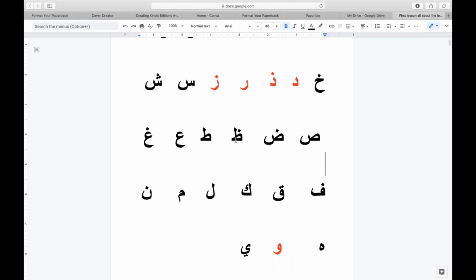And here, tha, I found again my students mix it with dha. With tha, the front of your tongue will touch the back of the upper teeth. Tha, and there is air coming. Tha.